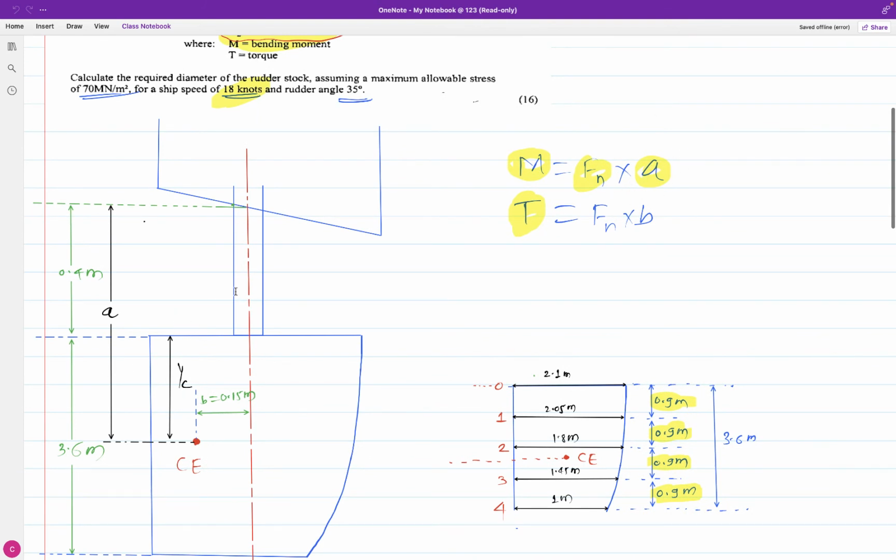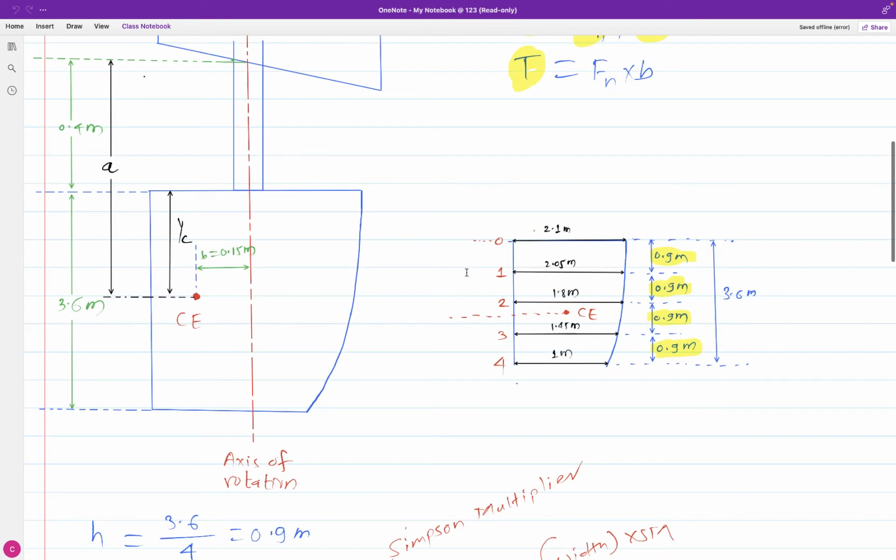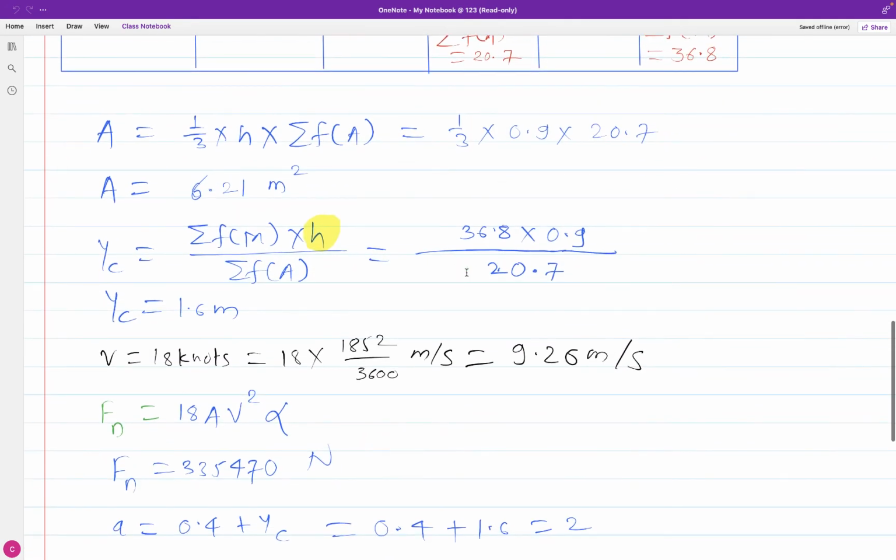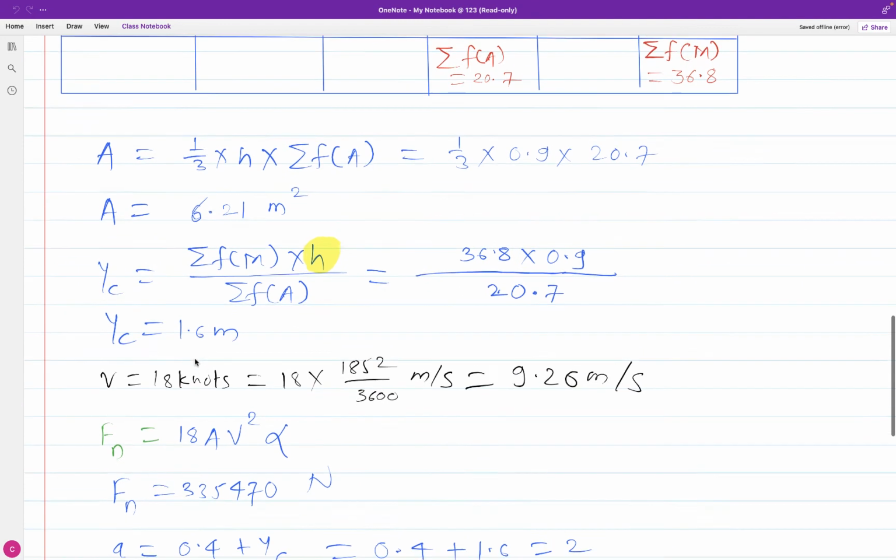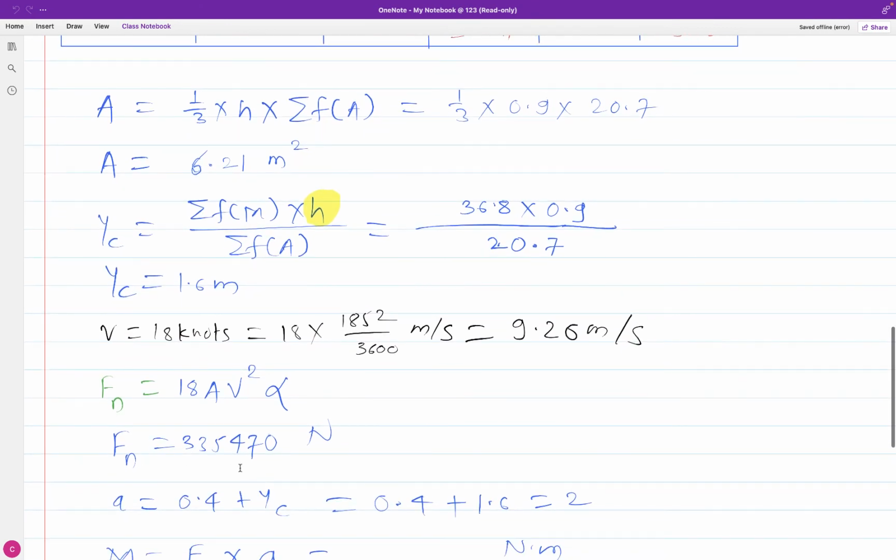And with the help of small a, what will we get? We will get the bending moment M. Okay, getting my point? Then we have the area; now why do we need the area? To get Fn. Because the relation of Fn is what? 18 times v square into alpha. Okay, we get Fn, then we will have small a, and YC.